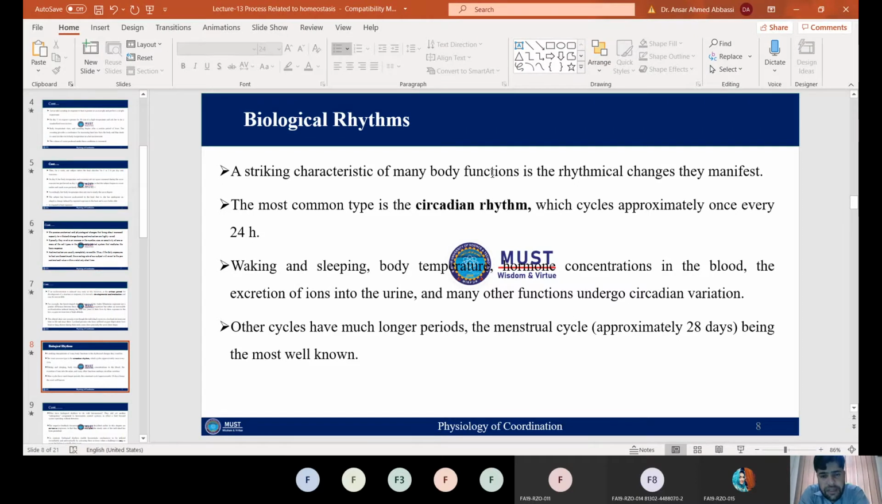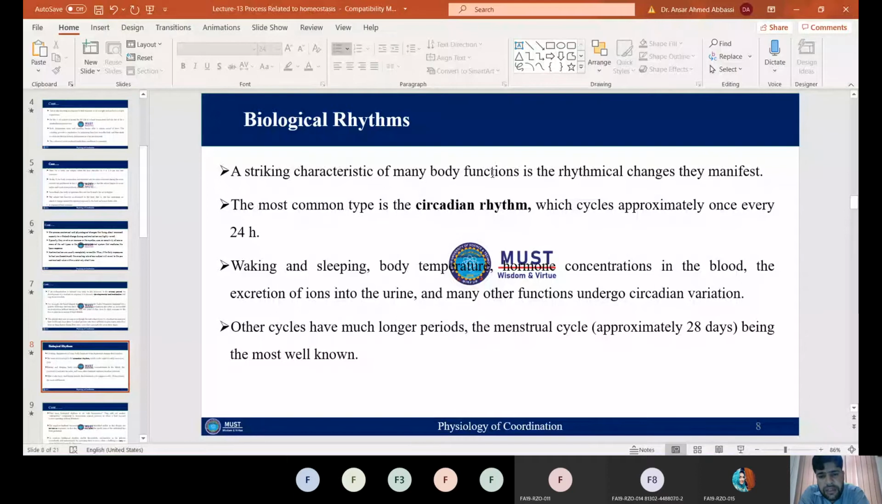The second important process which is related to homeostasis is biological rhythm. If we look, our body is undergoing certain changes rhythmically. Rhythmically means those processes which are repeated after regular intervals. Those are called rhythmical changes. And if those changes are occurring in a living individual, they will be called biological rhythm. So we have a variety of rhythmical processes which are operative in our body.